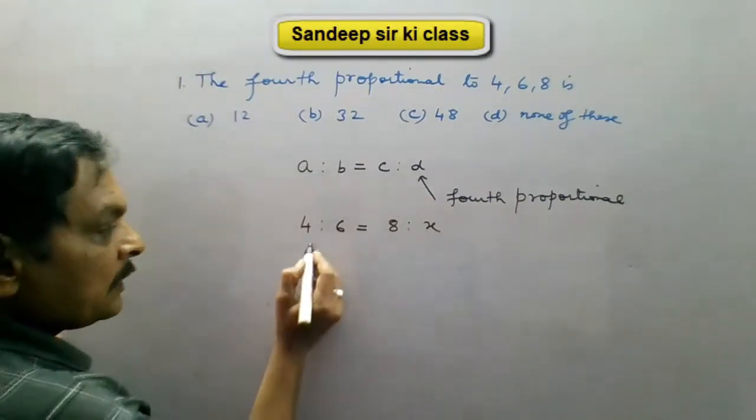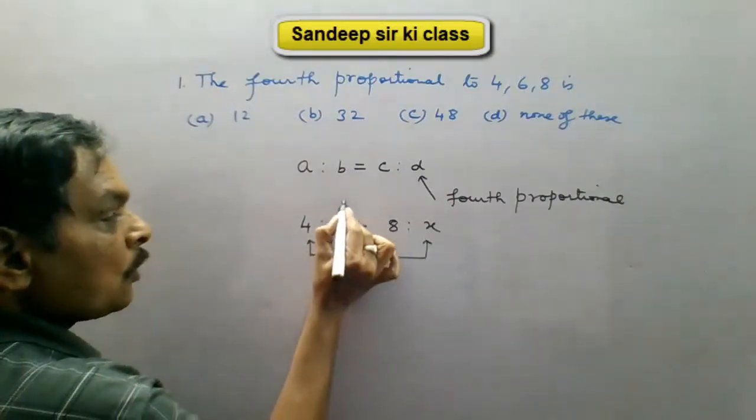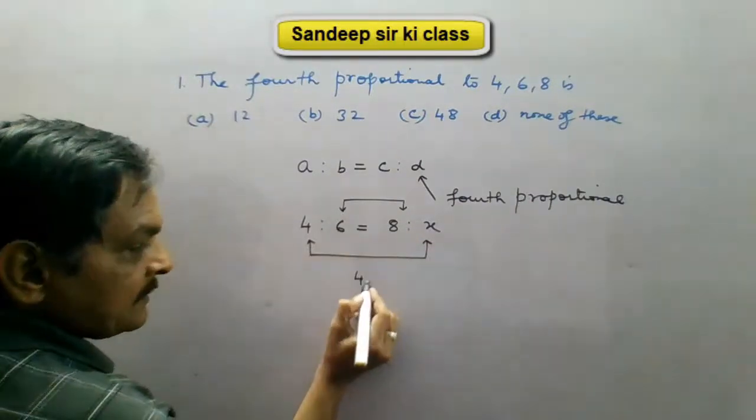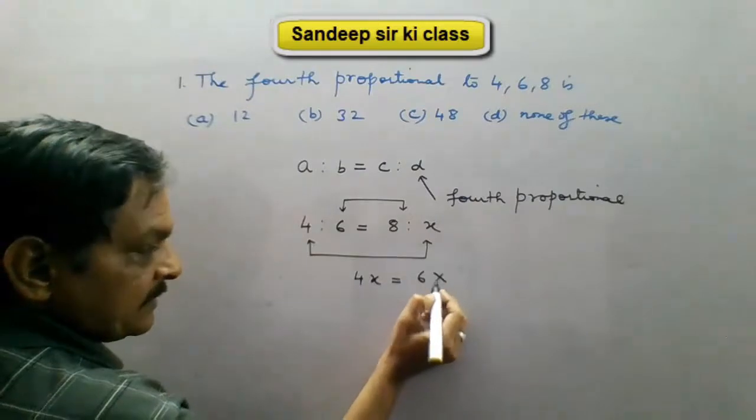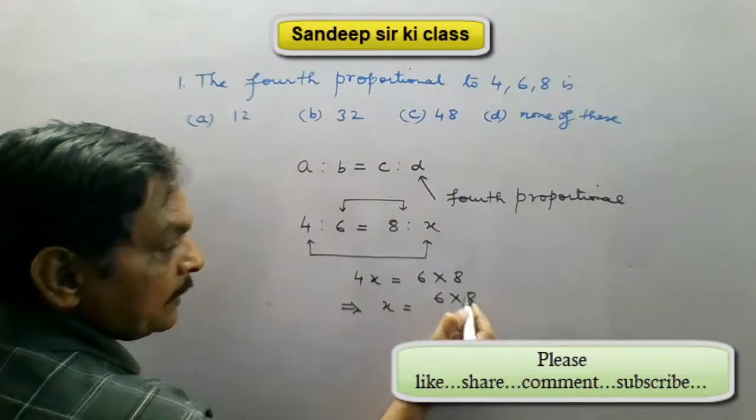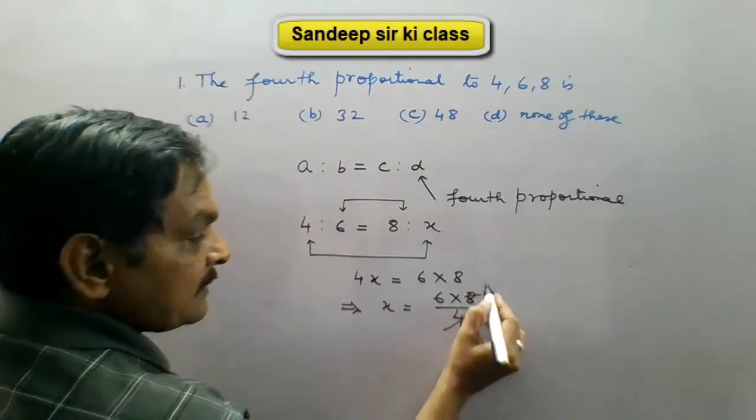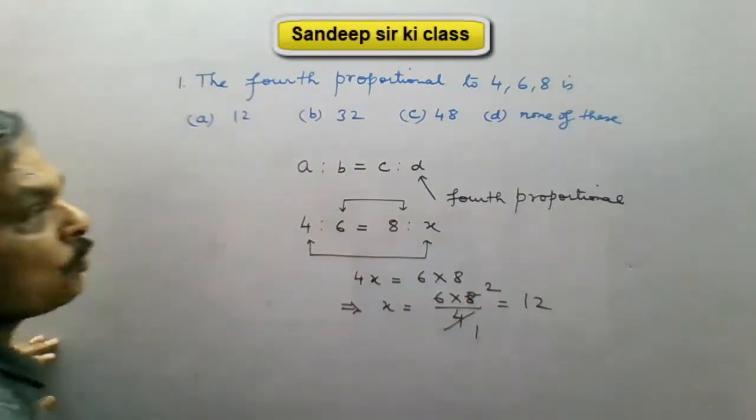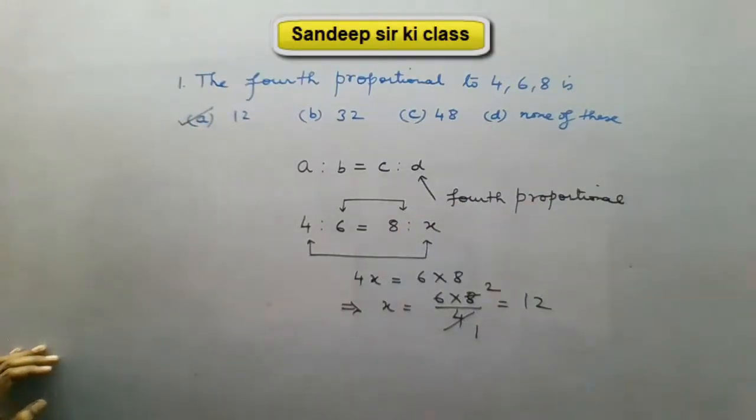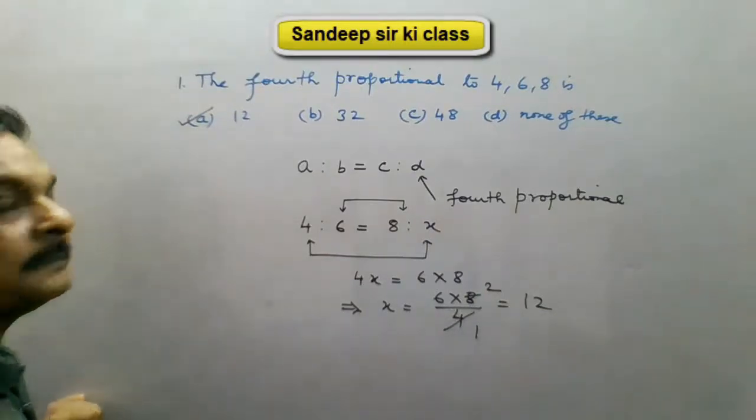Now we know that product of extremes should be equal to product of means. Hence 4x should be equal to 6 into 8. This gives us x is equal to 6 into 8 upon 4. Simplifying, 4 cancels 8 two times, and hence x equals 12. So our option A is correct. The fourth proportional is 12. Now see the next problem.